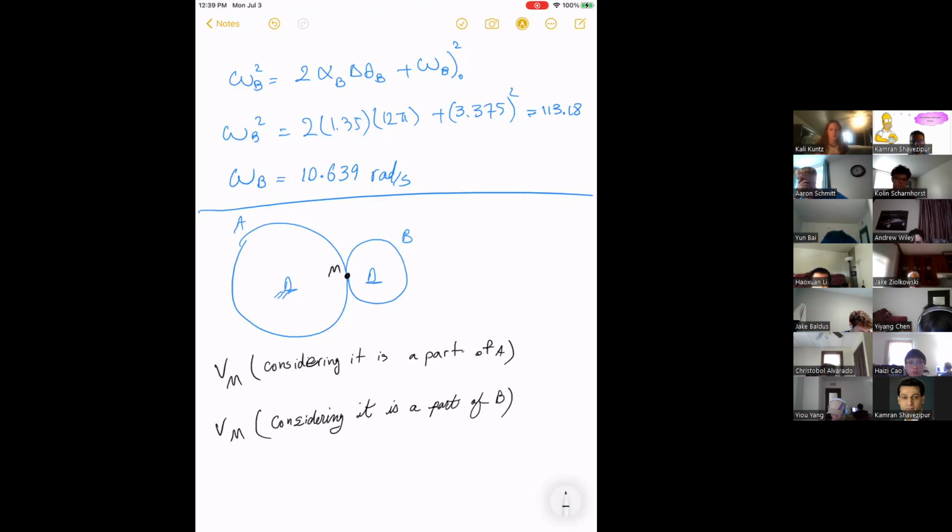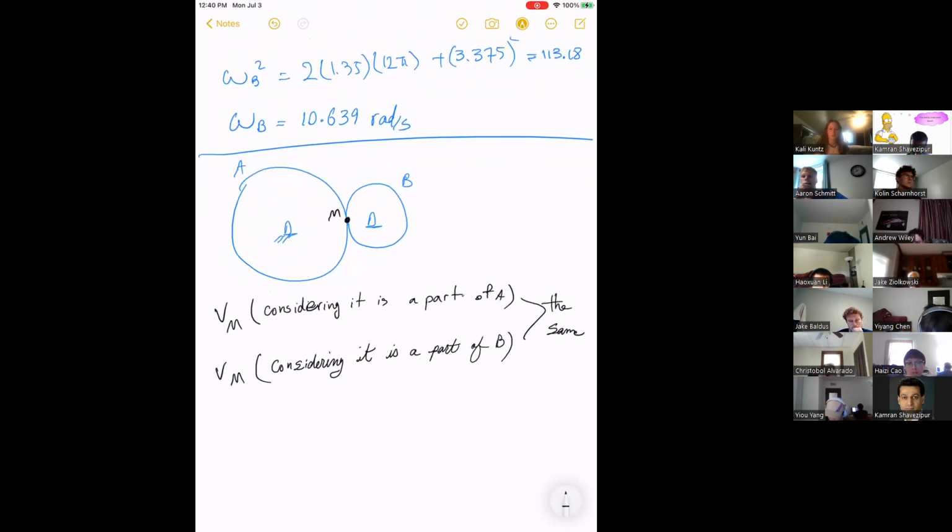Someone say something. If you have a set of gears, when two teeth are just touching each other, they move together with the same velocity. If you have two rolling objects rolling on each other, at the contact point, if there's no sliding, they have the same velocity. So it should be the same, right?